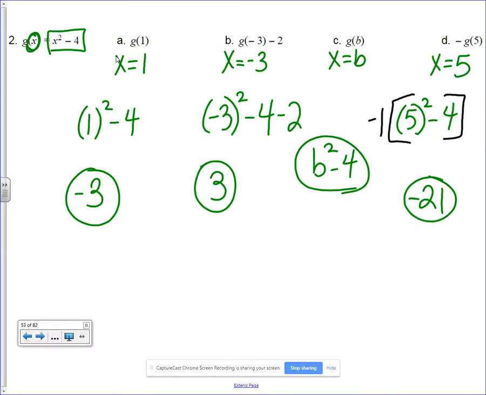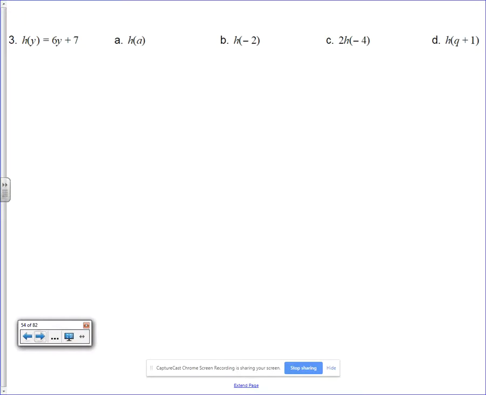What's the next function called? H of y. So this time it's the h function. I don't know, maybe it's Holly or Henry. I don't know. It's just the name. The y is now the variable. There's no x's this time. It's y. So what do I know in letter A?